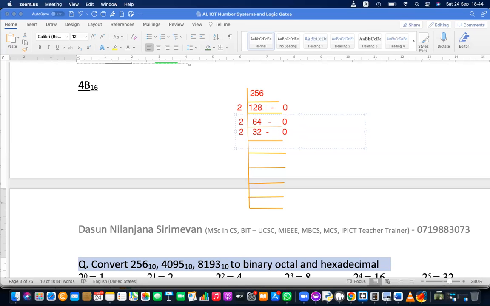These remainders are important, right? Okay. Then again 32 divided by 2 is 16, and the remainder is 0, right? Again divide by 2. 16 divided by 2 is 8. And the remainder is 0.